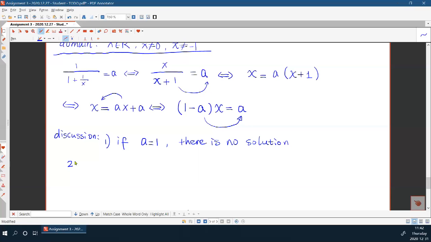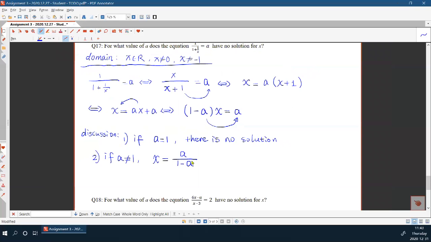Okay. Second, if a is not 1, then we can divide both sides of the equation by 1 minus a, right? So the solution here is a over 1 minus a, right? So plausibly, this is your solution here.